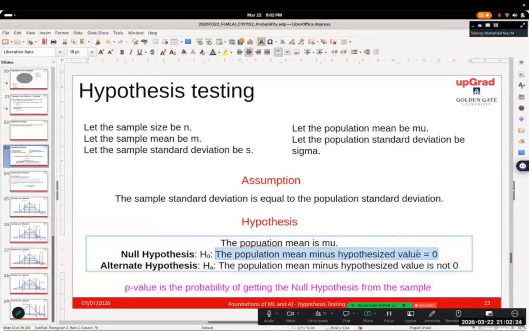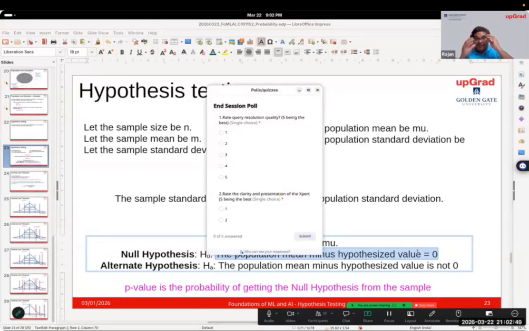Got it. Sometimes you can say the hypothesized value itself is 0. So essentially what we are saying is population mean, whatever it is, I do not know, minus I am proposing a value. That value. So population mean minus my proposed value is 0. That means this is the value I am hypothesizing for the population.